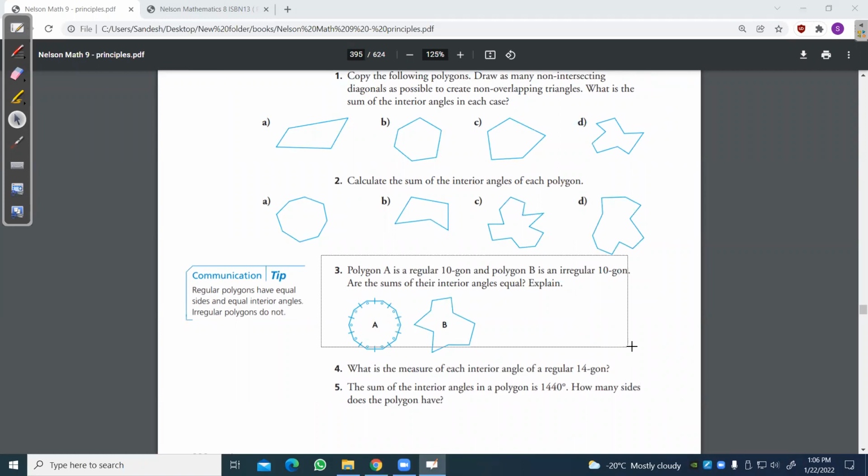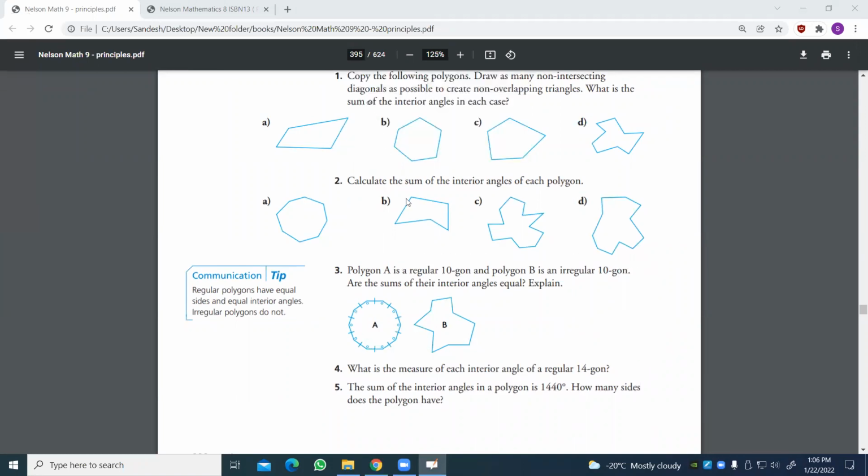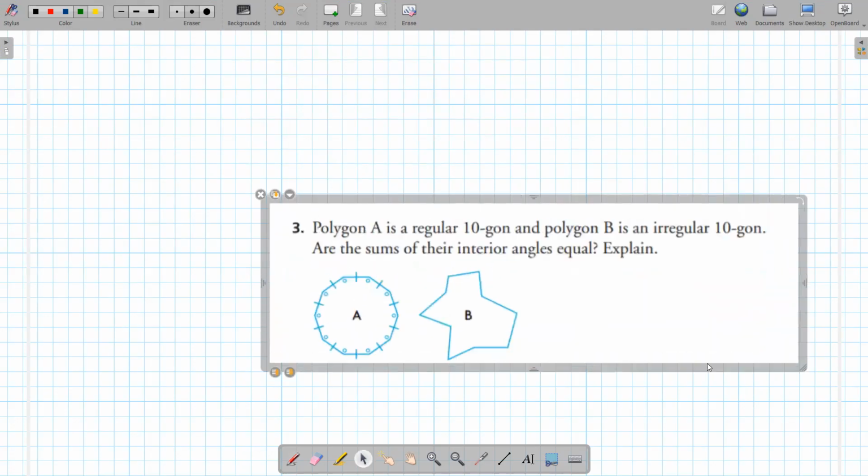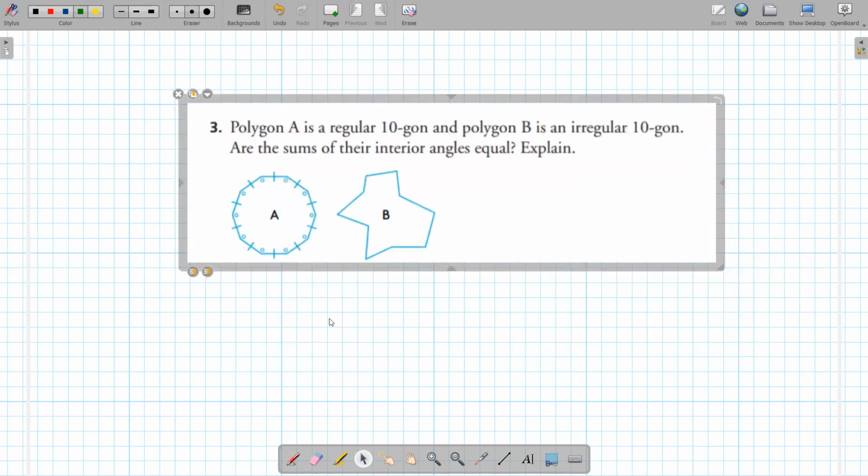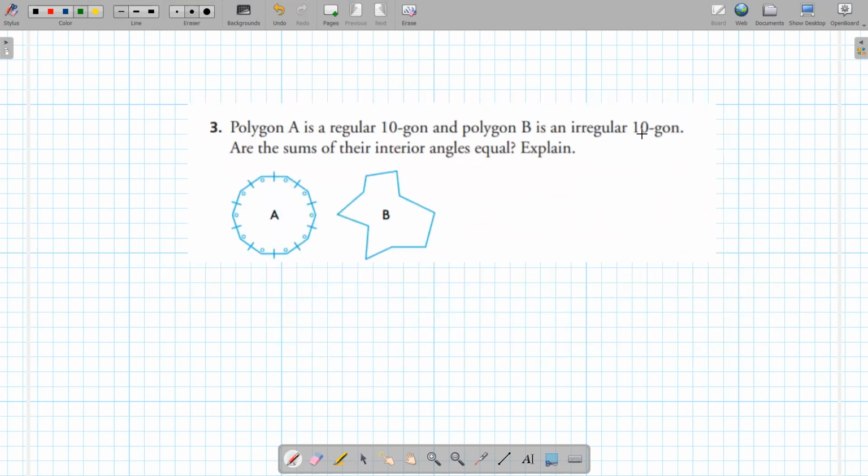Let's look at this question. Polygon A is 10-sided, and polygon B is also 10-sided, but A is regular, which means there's a pattern to it, there's a symmetry to it. Irregular means it's just jumbled up all over the place. The question is, are the sums of their interior angles equal?